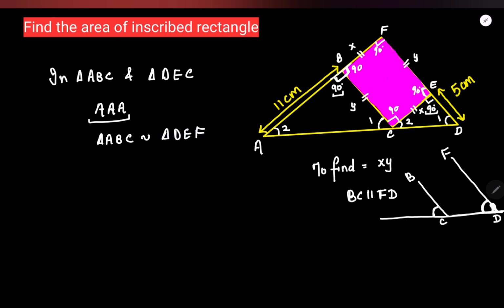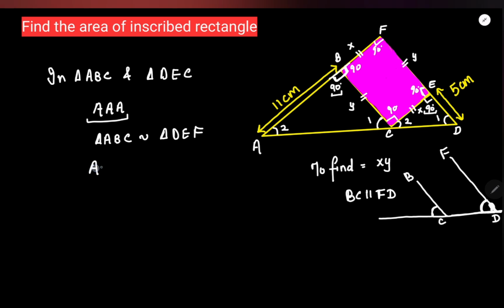When two triangles are similar, what can we write? AB by CE is equal to BC by DE, with angle 2 and angle 90 matching here. What is AB now? AB is 11. What is CE? CE is x. What is BC? BC is equal to y. And DE, what is DE? DE is here, that is given as 5.